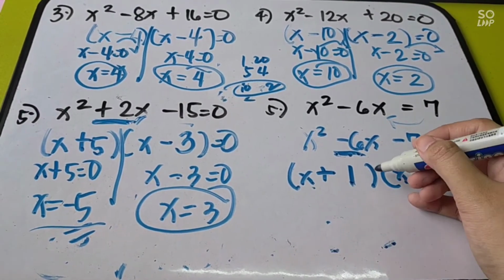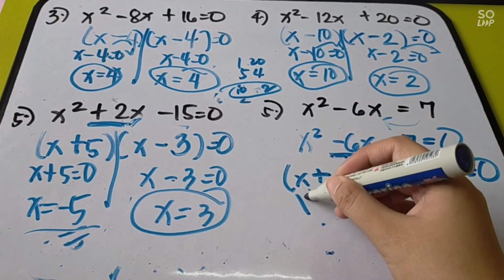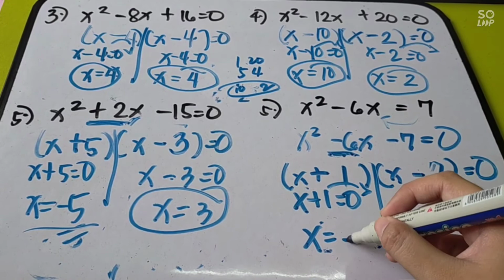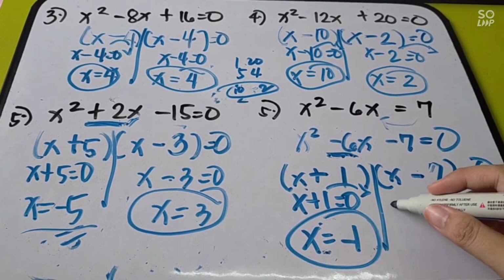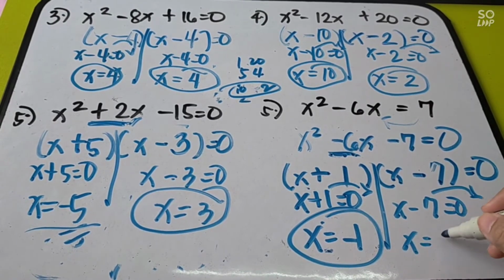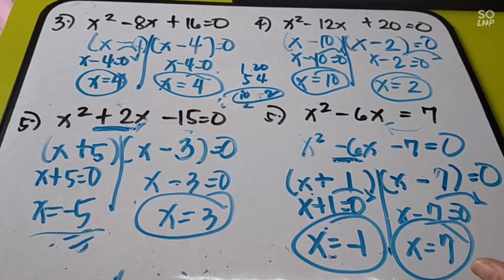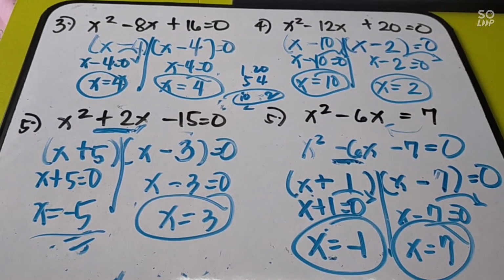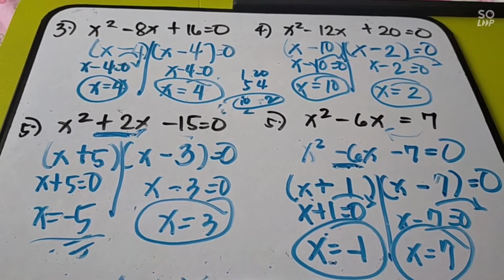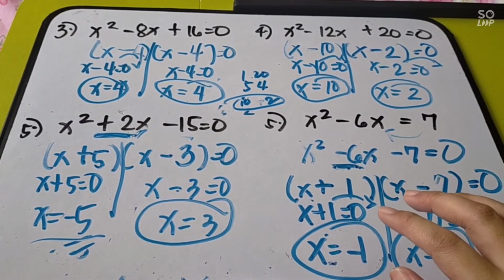Okay, we're done na. Then, we have now your solve for x. x plus 1 equals to 0, x is equals to, just transpose, negative 1. x minus 7 equals to 0, just transpose, we have x is equals to positive 7. Okay? So, iba-iba yung ating given equation. Iba-iba ko yan para alam nyo kung ano-ano ba yung dapat nyong tandaan.